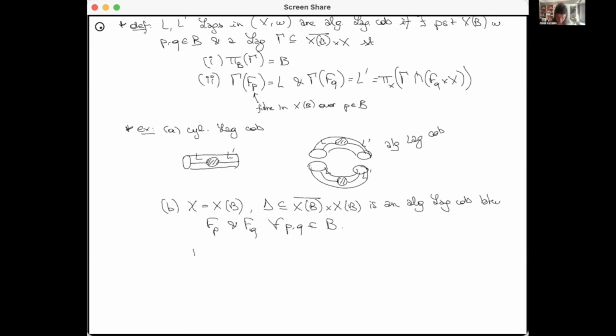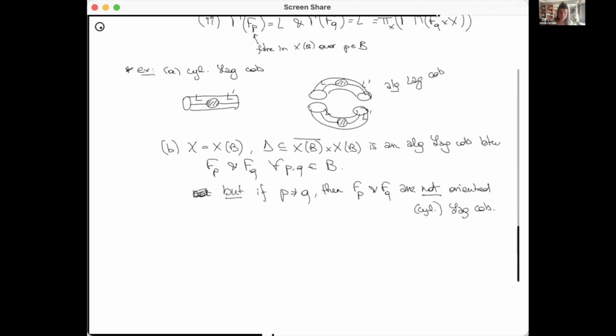And this is interesting to compare to the cobordism case, because if P is different from Q, then FP and FQ are not, and here I need to add the word oriented, otherwise it's not true, they're not oriented Lagrangian cobordant or cylindrical Lagrangian cobordant.